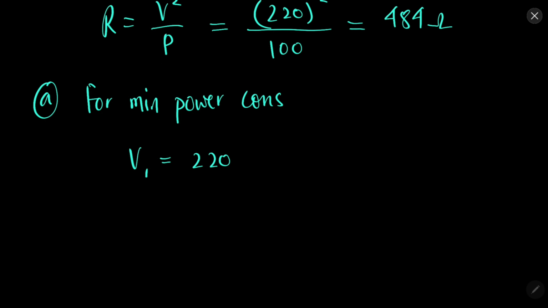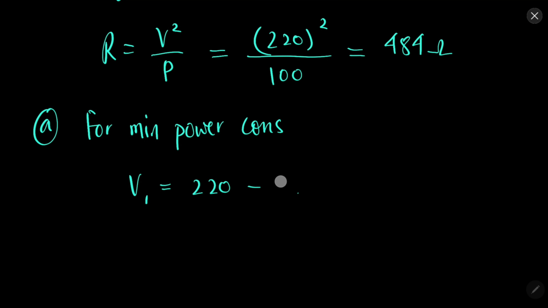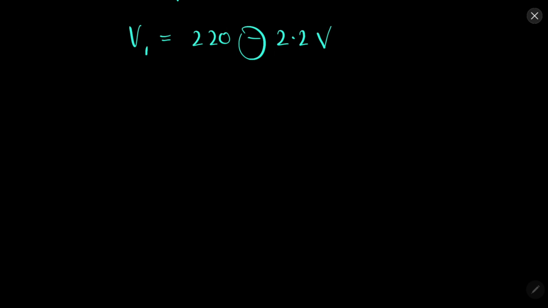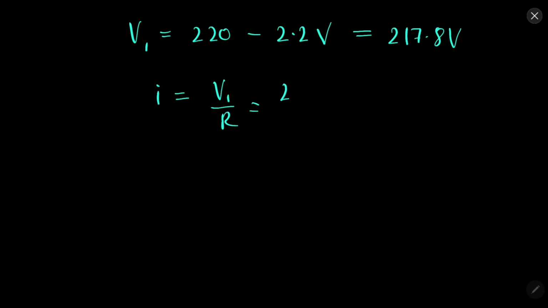V potential will be minus 1%, that is minus 2.2. For minimum power consumed voltage will be less, so therefore minus. And minimum how much? Minus 2.2 volt, so 217.8 volt. So current will be V1 over R, 217.8 over 484, which will give us 0.45 ampere.